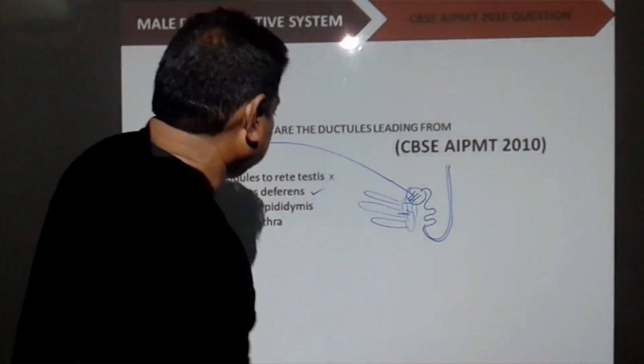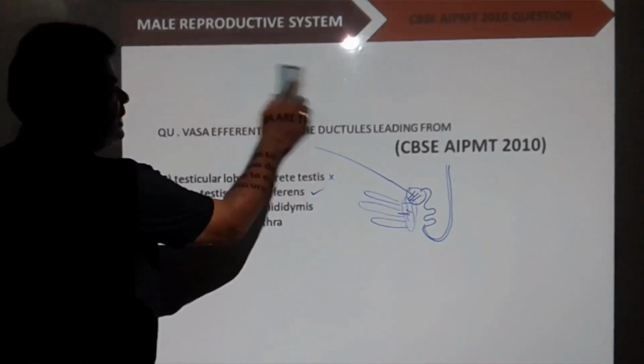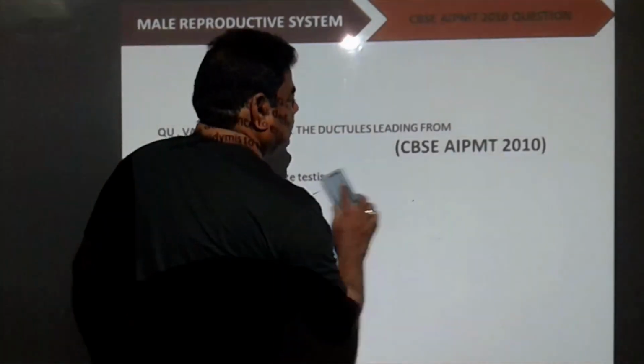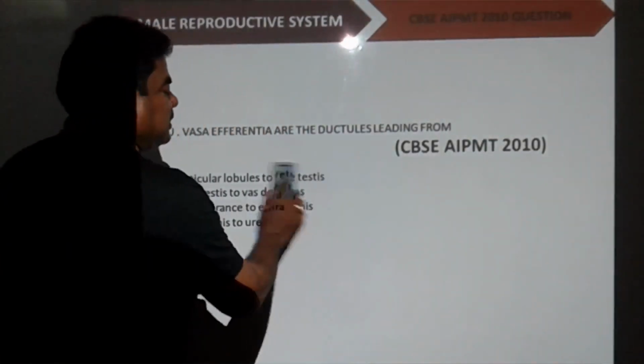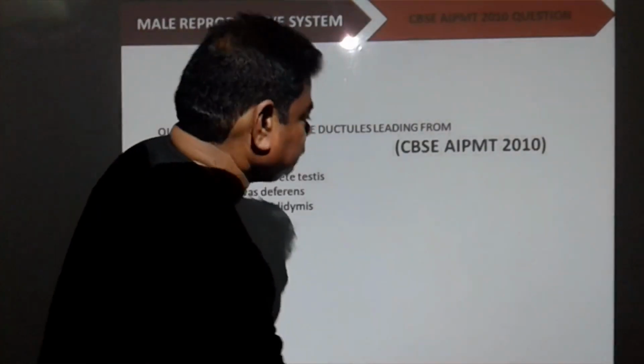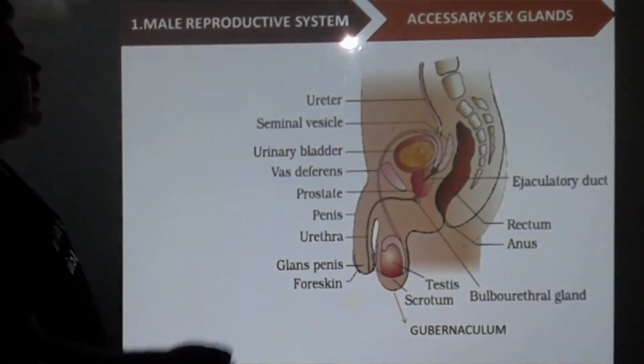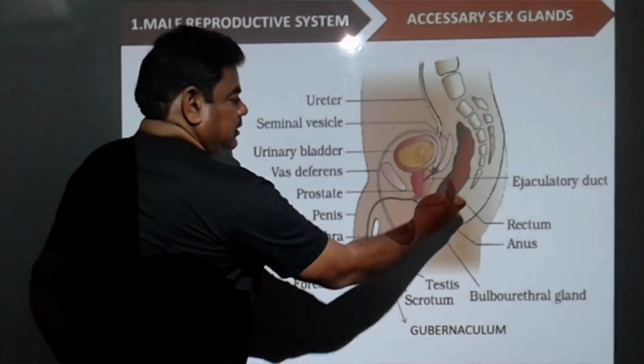So they ask such questions in a NET exam or in these PMT exams, a competitive exam. Now see here, accessory glands.